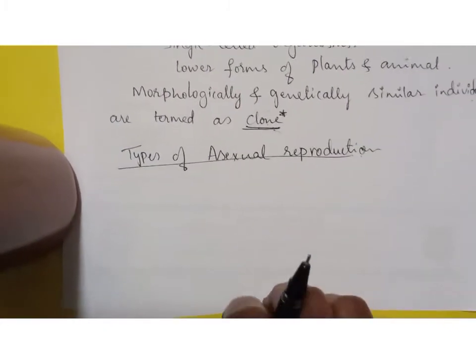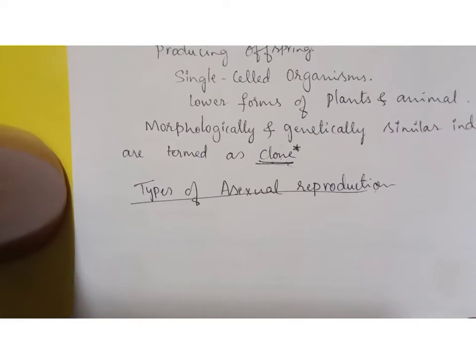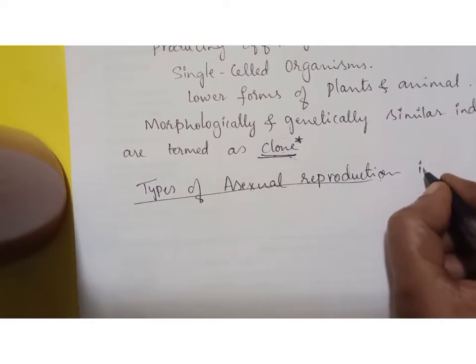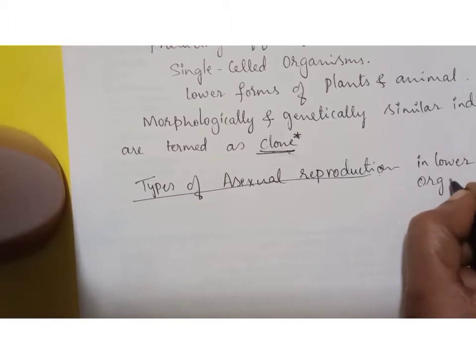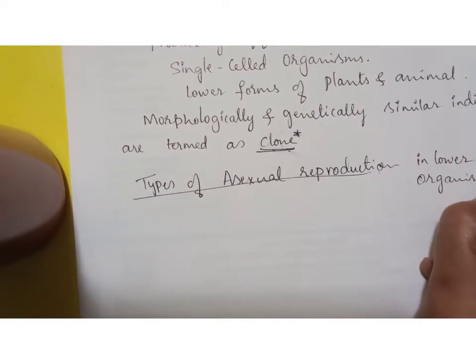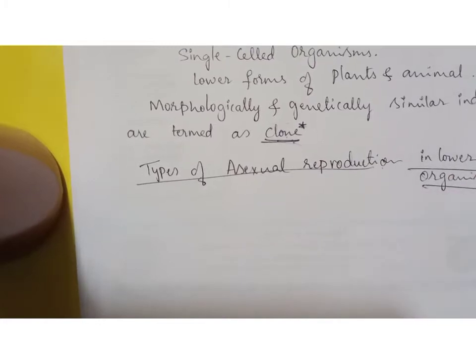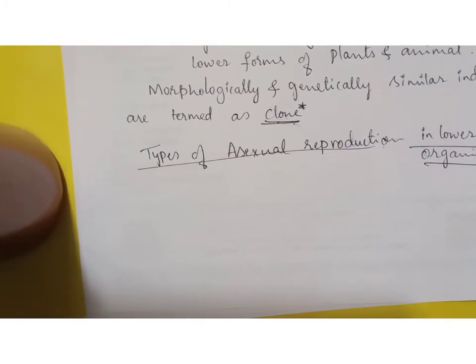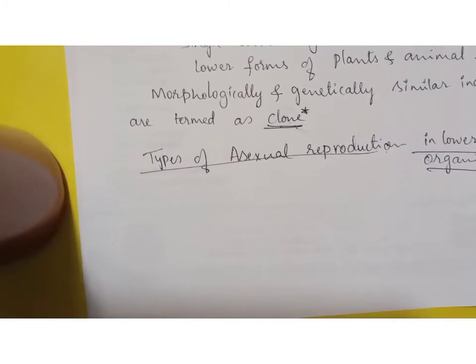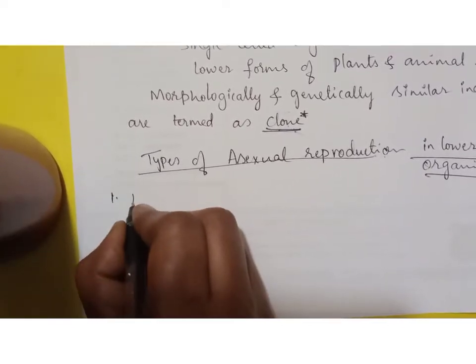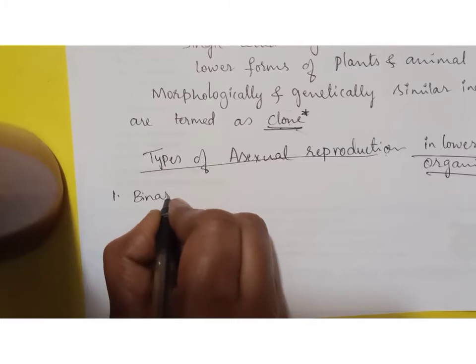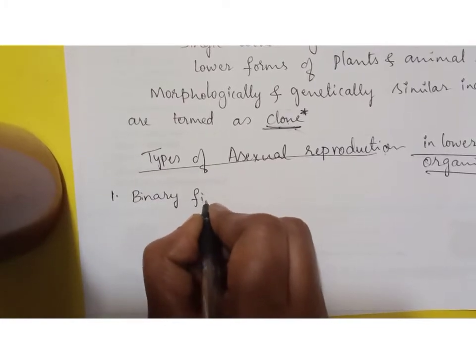So what are the types of asexual reproduction, especially in the lower organisms? Lower organisms, there are so many types of asexual reproduction. That is, one is the binary fission. It is fission.